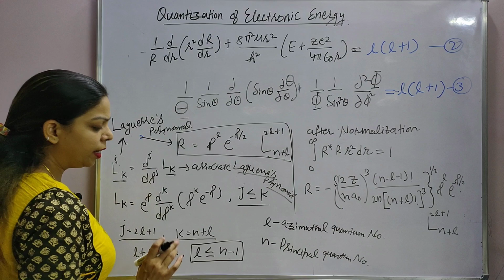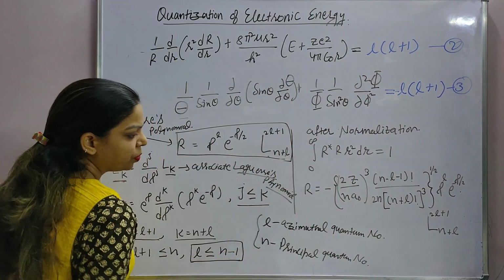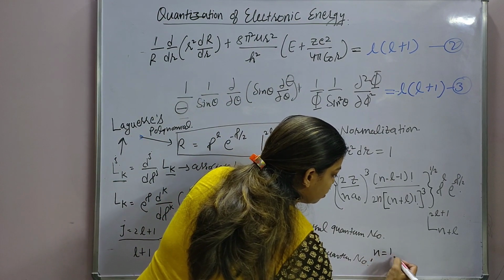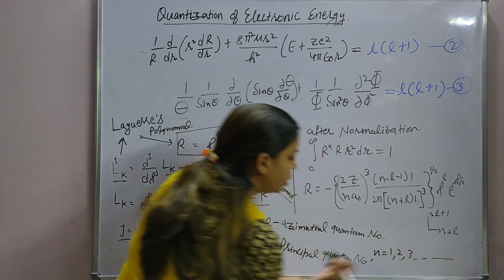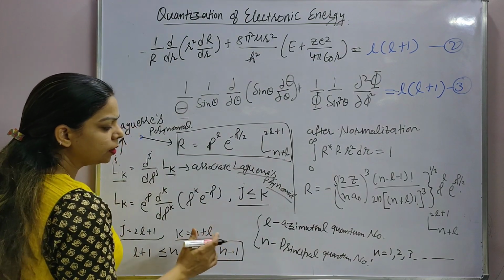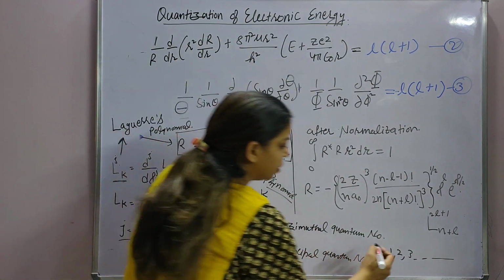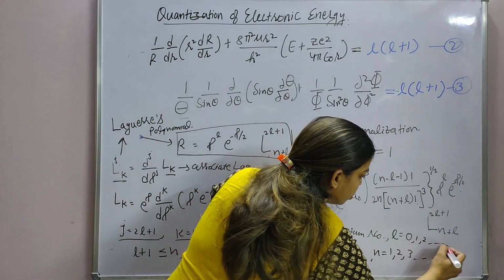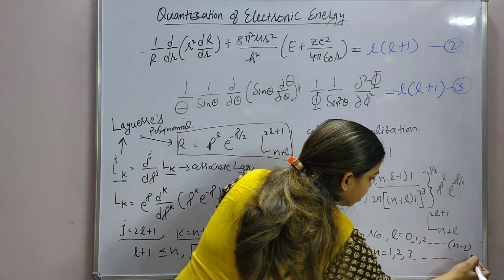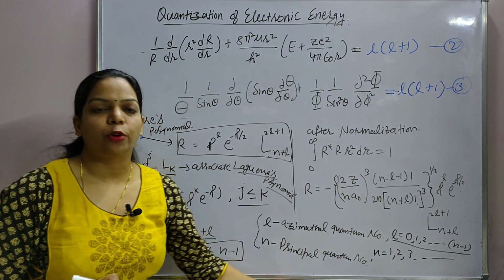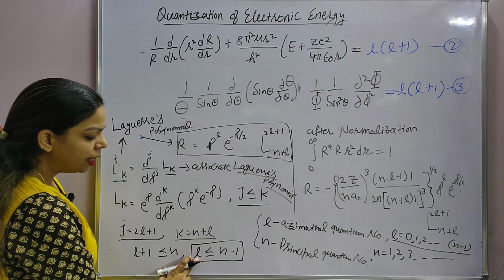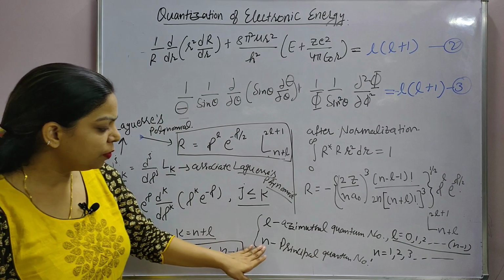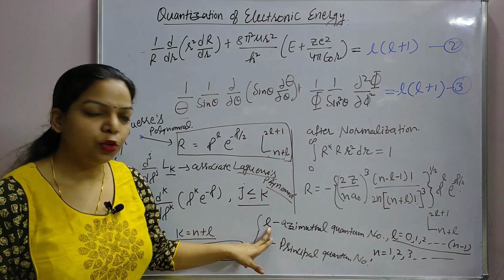All right. And the values of n can be 1, 2, 3 and so on, and the values of L are 0, 1, 2 and so on till n minus 1. Till n minus 1 is the important point, because we have already said L has to be equal to or less than n minus 1. So the possible values for n and L you must know.